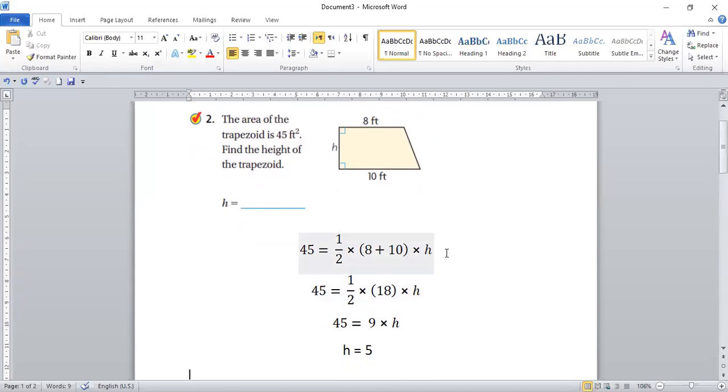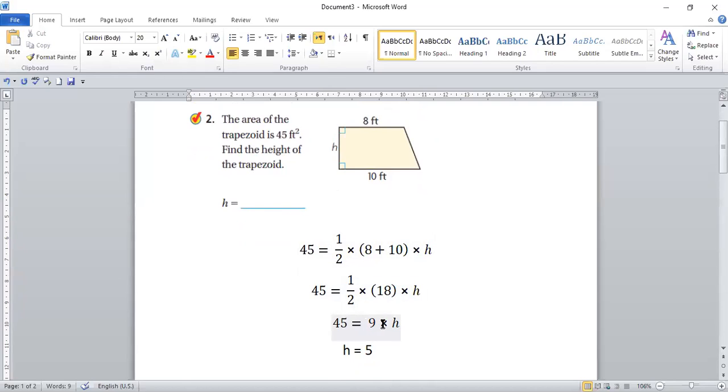All what you have to do is, in the same formula, you will just replace the numbers and leave the number which we don't know. So here we don't know the height. Base 1 was 8, and base 2 was 10. So 8 plus 10 is 18. Half of 18 is 9. So you will have to divide 45 by 9. You will find 45 divided by 9 will give you 5.